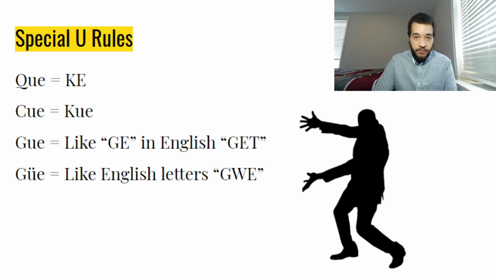Now, the same goes for I's as well. QUI, "ki." CUI, "kui." GUI, "gi." GU with an umlaut, I, "gui."